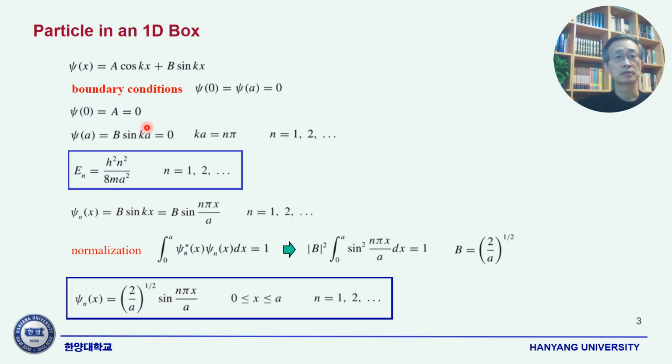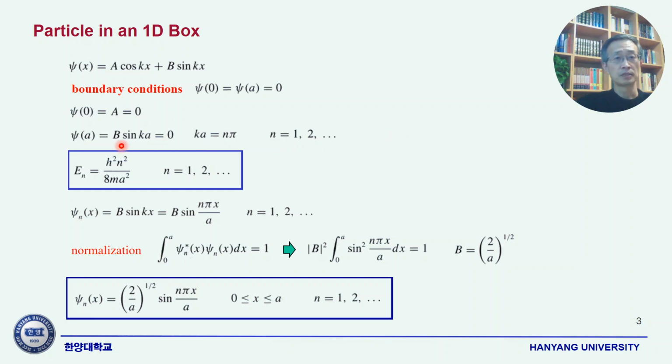But 0 is not allowed here, because if k is 0, then no matter what a is, that is identically 0, which means that there is no particle. So not 0, so ka equals n pi, not 0, which means that n is any other natural number. Okay, so n equals 1, 2, 3, etc.